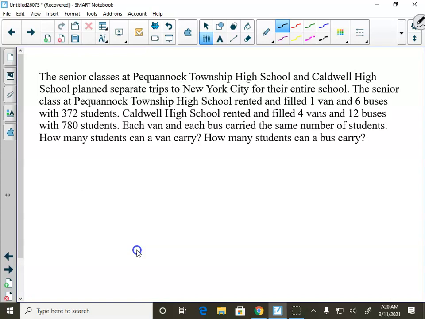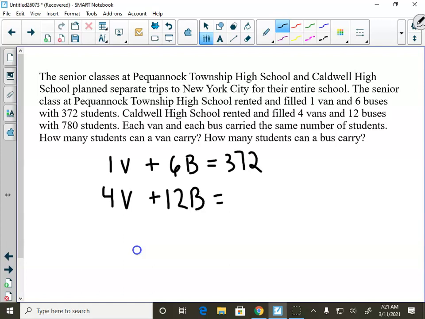So this is a very typical system of equations problem. So let's write our equations first. First we'll do the Quantic Township High School. And let's see, we have 1 van, 6 buses, 372 students. So let's write that. We have 1 van plus 6 buses, and that carried a total of 372 students. And then for Caldwell High School, we had 4 vans and 12 buses, and they carried a total of 780 students.